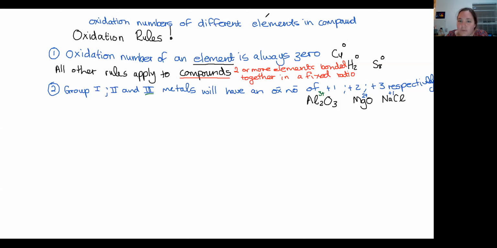Now, this, of course, is rule 2. Rule number 1 is more important than rule number 2, which means that if I have aluminium on its own, then it's an element and its oxidation number is 0. It only becomes the +3 when it's bonded to something else. Sodium on its own is 0. It only becomes the +1 when it forms part of a compound.